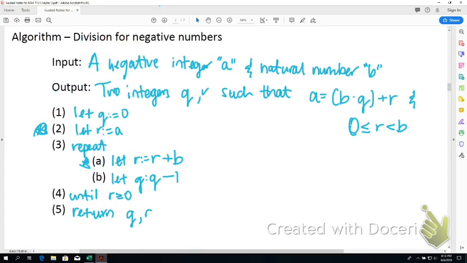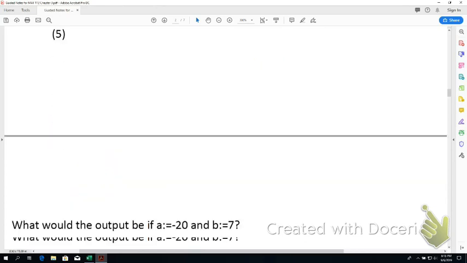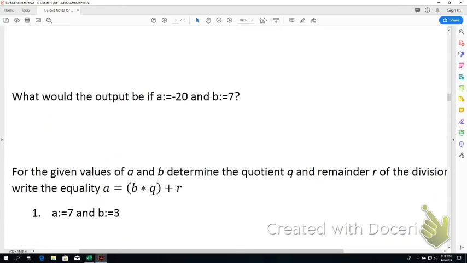If you want more practice with this, you can use this algorithm. It's also listed in your notes in the book. If you want more practice with understanding algorithms, you could do the output here for if A is negative 20 and B is 7. Or you could do it the first way we did it for a negative: you could keep adding 7. So what I'll do is use the algorithm for this.